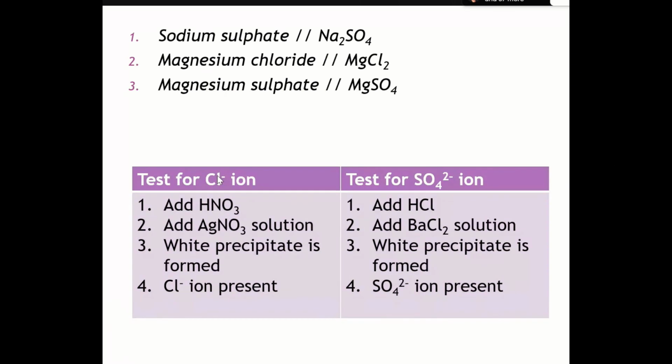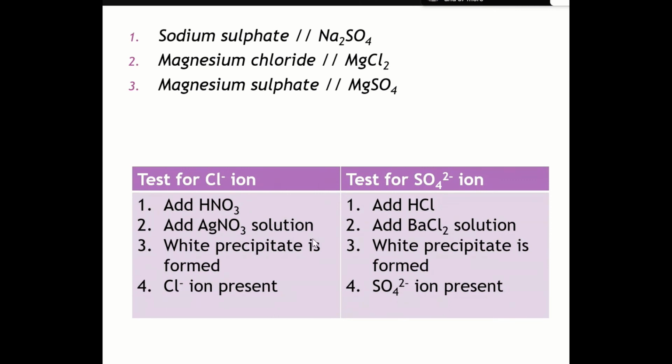Other than chloride, you can test for sulfate. Add hydrochloric acid; if you don't want to use hydrochloric acid, you can actually use nitric acid. Then add barium chloride solution, or barium nitrate solution. Observation: white precipitate, sulfate ion is present. For the anion test here, the keyword "solution" is compulsory. It's compulsory.